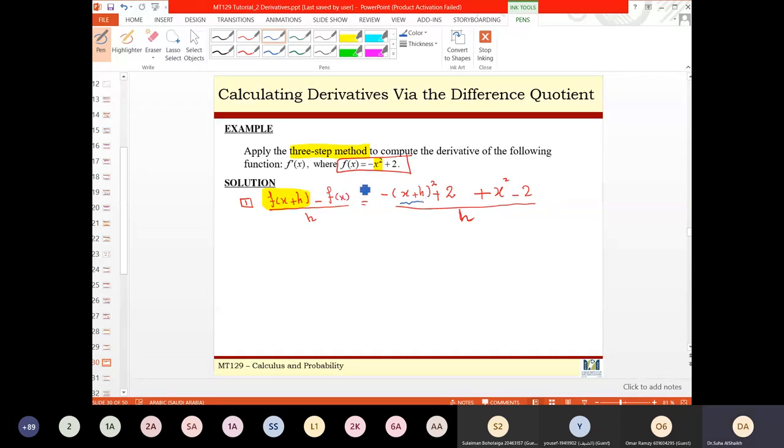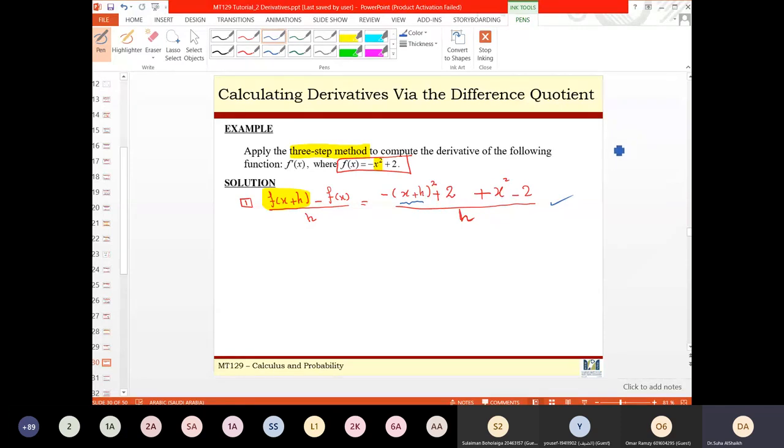Minus f of x يعني minus الفانكشن نفسها. So minus x squared it will be plus x squared. Minus 2 it will be minus 2. Everything divided by h. This is just substitution. هذا بس تعويض هنا.